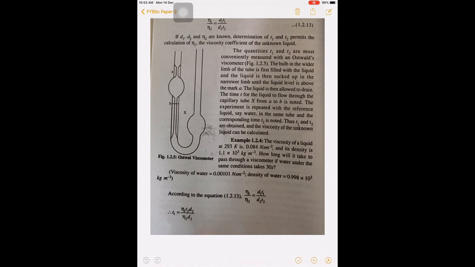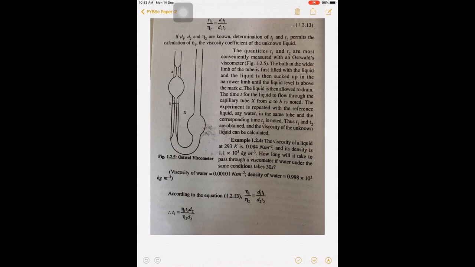The viscosity of a liquid at 293 Kelvin is 0.084 Newton second per meter square. The viscosity of the liquid at 293 Kelvin is given. Its density is also given, that is 1.1 into 10 raised to 3 kg per meter cube. How long will it take to pass through a viscometer if water under the same conditions takes 30 seconds? Now see this question.